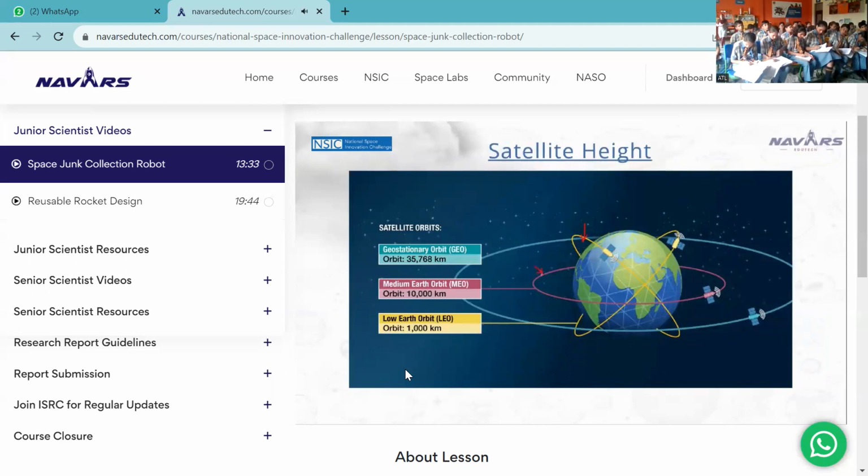And the next orbit is medium Earth orbit or MEO. You can see that. This is approximately ranging from 10 kilometers. The measurement varies, so this is an approximate measurement of this orbit. And the next one that you can see here, geostationary orbit. This is at an altitude of approximately 35,768 kilometers. So that is the altitude. And we have different satellites orbiting in low Earth orbit, medium Earth orbit. Depending on the purpose, they will be in different orbits.